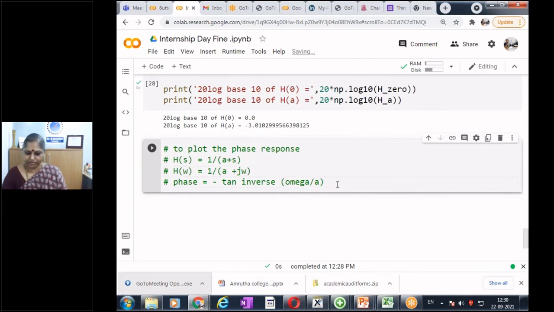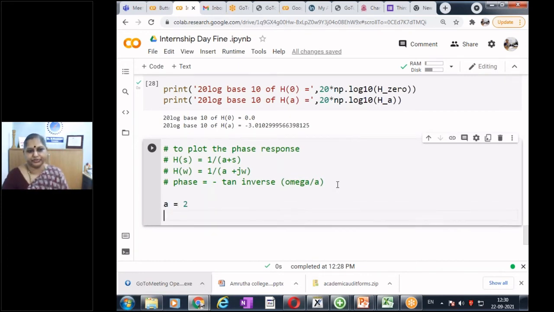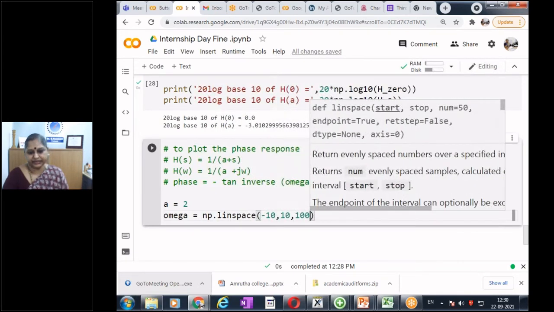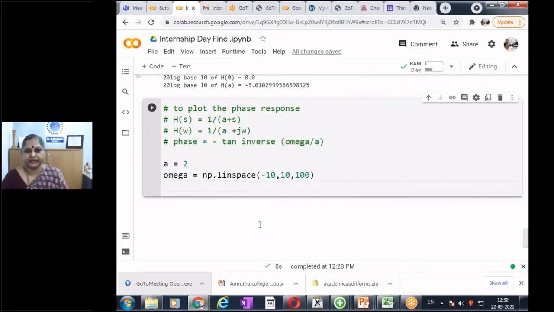So now let us write the program for doing this. So let us plot it. What I have is, let me give A equal to, let us say 2. Then I need to define omega. Omega is np dot linspace, minus 10 to 10, and let us say 100. I'm plotting my omega from minus 10 to 10, and this is what I have.